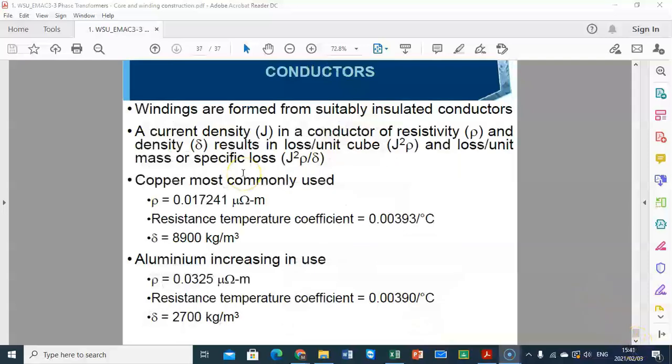On the last slide, we can see the different kinds of conductors that we can use for our winding on the transformer. The windings are formed from suitably insulated conductors. We can use copper or we can use aluminum. Copper is the one used in most cases, and then you have the properties of each. Thank you.